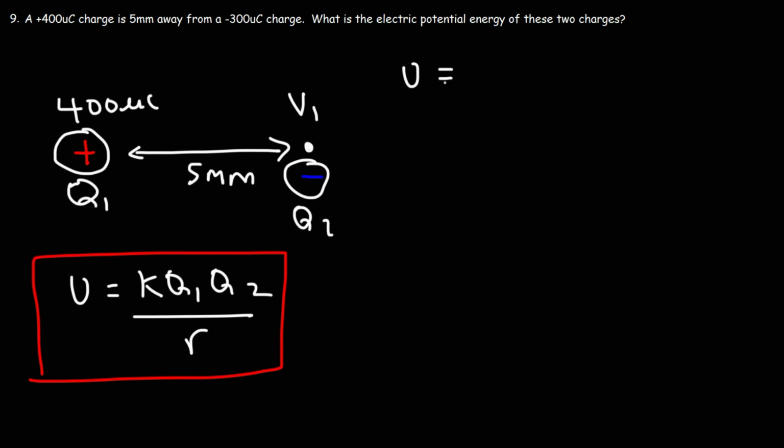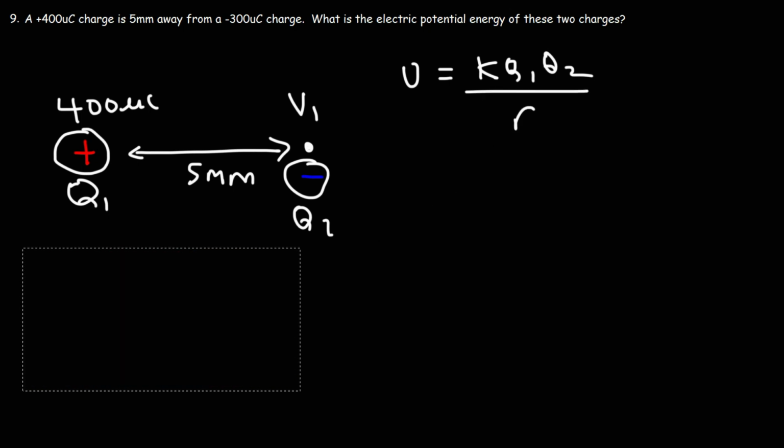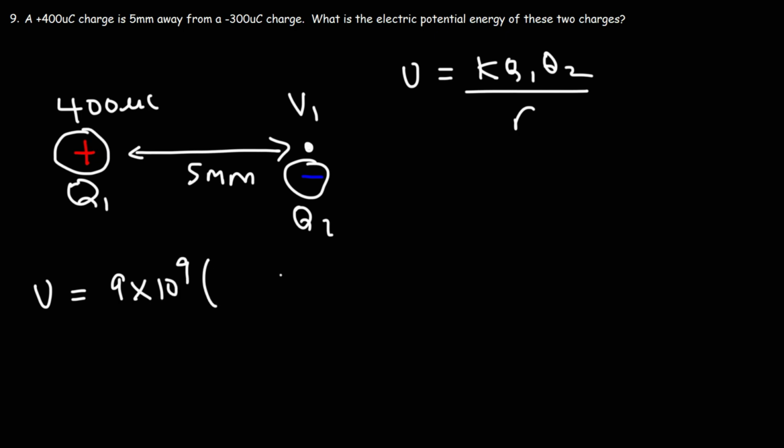So now let's get the answer. I'm going to rewrite the formula here because I'm going to need more space. The electric potential energy between these two charges is going to be K, which is 9 times 10 to the 9, times Q1, which is 400 microcoulombs. We do need to plug in the sign, so this is going to be positive 400 times 10 to the negative 6 coulombs. And then Q2, we're going to plug in the sign. This is going to be negative 300 microcoulombs.